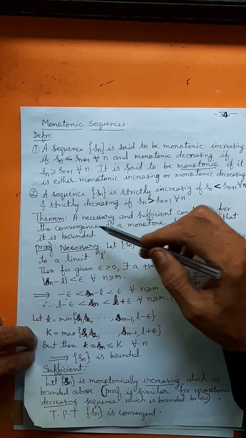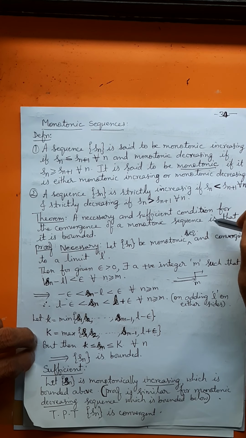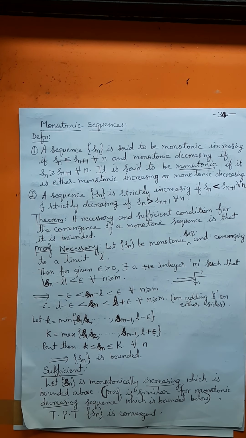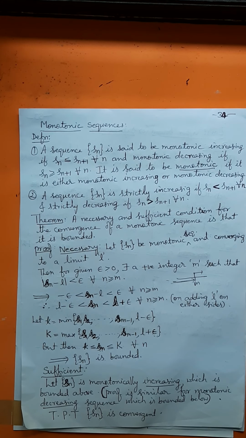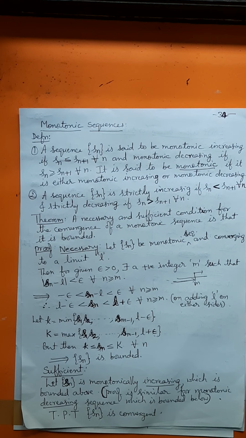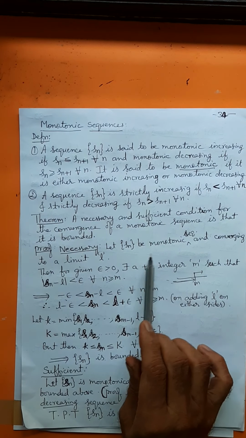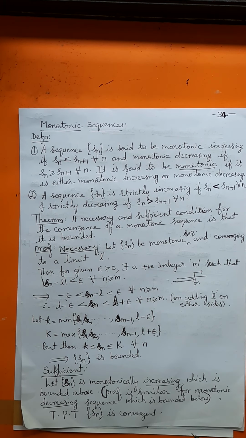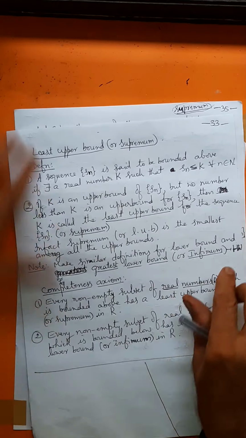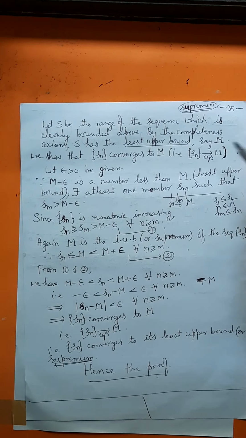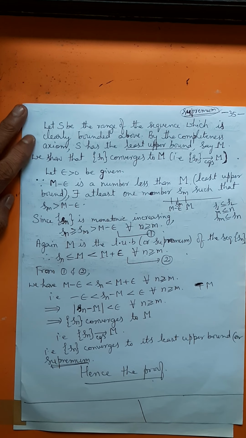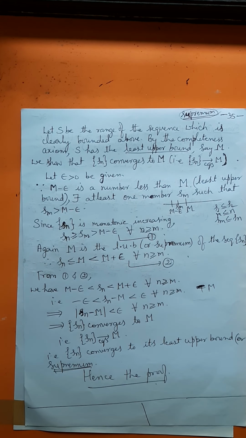Fine. So what is the theorem? A necessary and sufficient condition for the convergence of a monotonic sequence is that it is bounded. If you take a monotonic sequence Sn, convergence implies and is implied by boundedness. Means convergence implies boundedness, and boundedness implies convergence. So you are assuming convergence first, proving boundedness, then assuming boundedness and proving the convergence. So in this process we are using the completeness axiom.